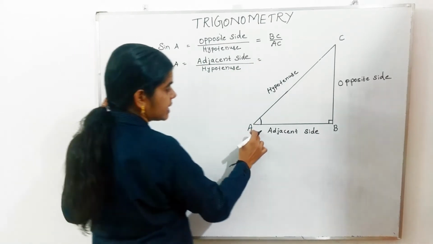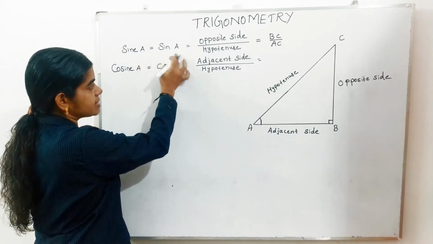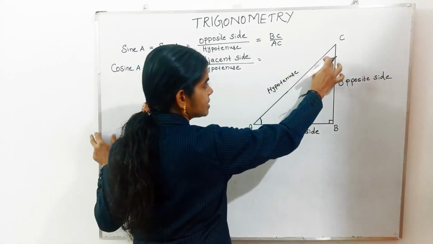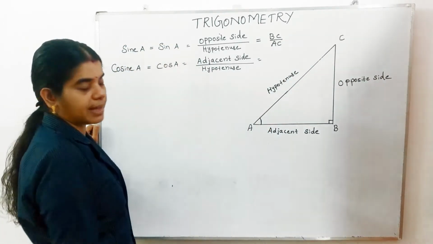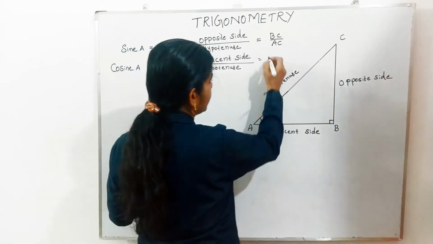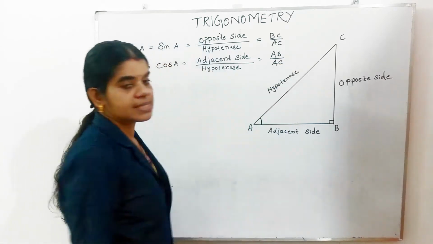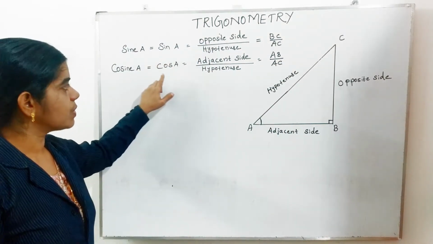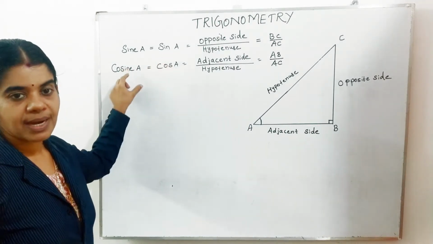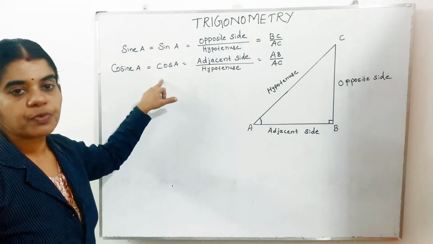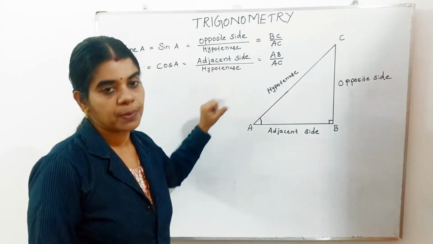Here, what is the adjacent side? We are considering angle A, that's why we are writing sin A, cos A. If you are taking the acute angle C, we will write sin C, cos C like that. Here the adjacent side will be AB, and the hypotenuse will be AC. AB by AC will be cosine A, its short form cos A. For better understanding I have written this, but you should study the short form. Cos A means adjacent side divided by hypotenuse.